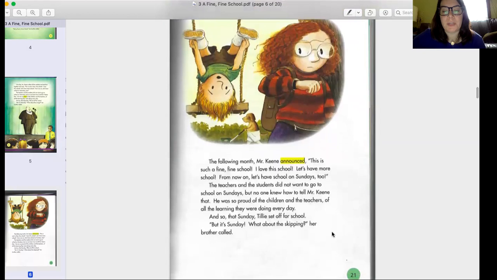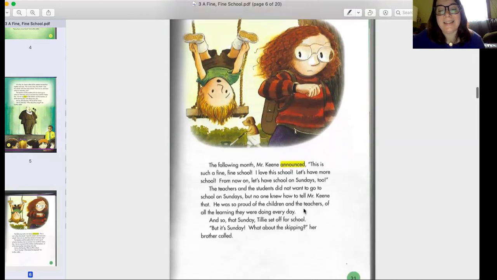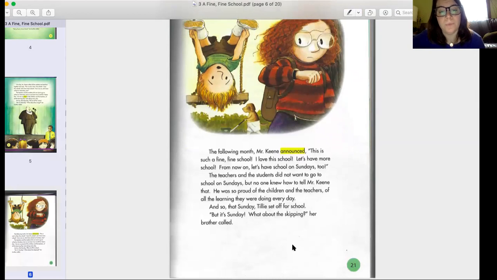The following month, Mr. Keene announced, "This is such a fine, fine school. I love this school. Let's have more school. From now on, let's have school on Sundays too." The teachers and the students did not want to go to school on Sundays, but no one knew how to tell Mr. Keene that. He was so proud of the children and the teachers, of all the learning they were doing every day, and so that Sunday, Tilly set off for school. "But it's Sunday! What about the skipping?" her brother called.